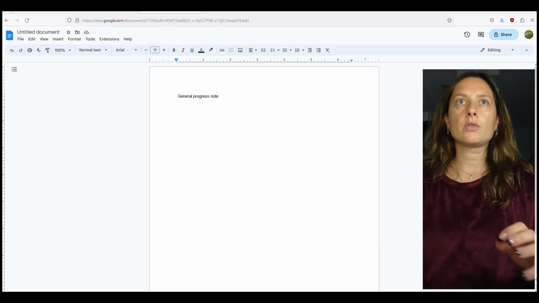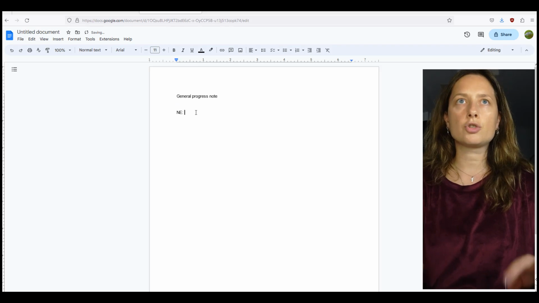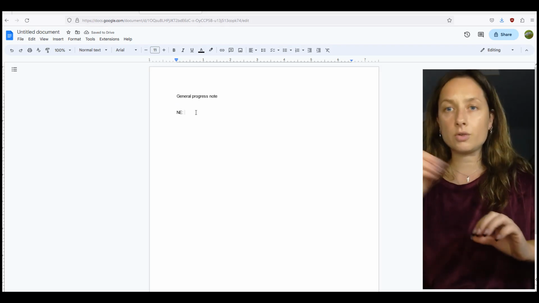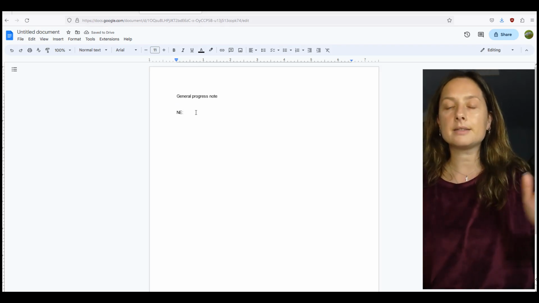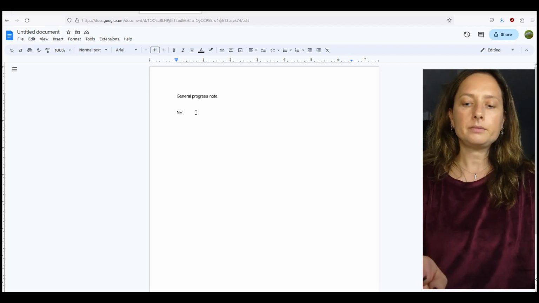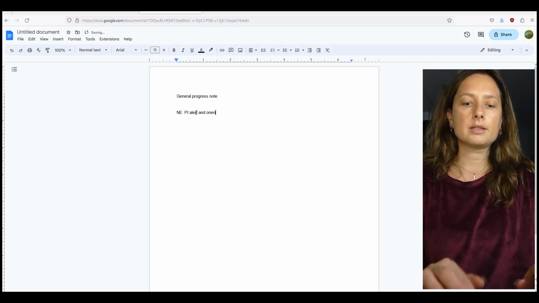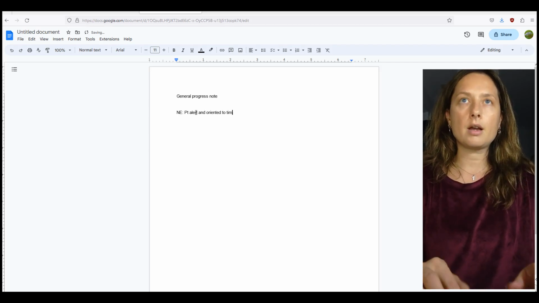note. Okay, so the way I start my progress note is I write nursing entry, just short like this, NE. You can write nursing entry as it is if you want. So I just write NE, and then I start: patient alert and oriented to time and place.